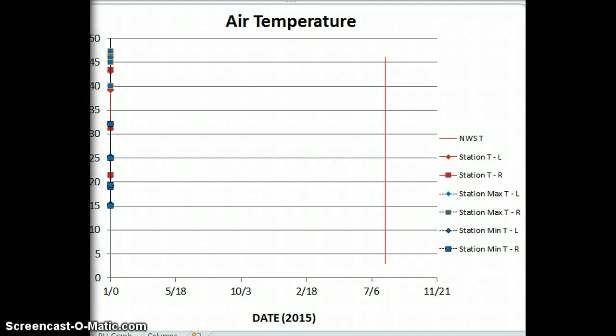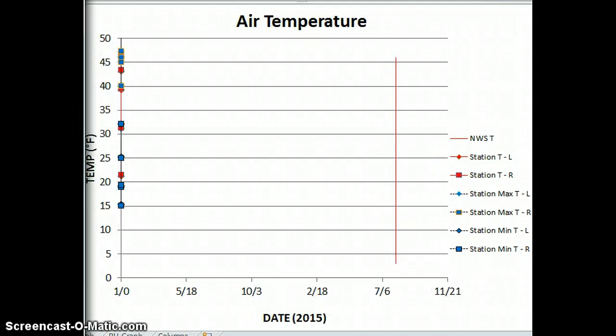On day 3, March 26th, at 11:35 a.m., the current temperature on the left was 31.2 degrees Fahrenheit and negative 0.4 degrees Celsius, and the current right temperature was 31.4 degrees Fahrenheit and negative 0.3 degrees Celsius.